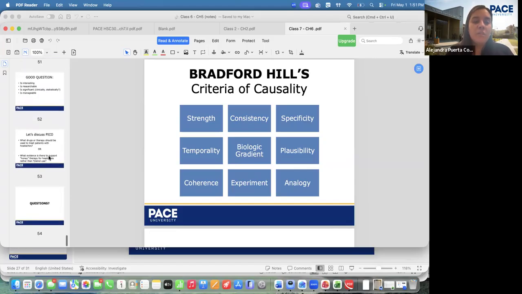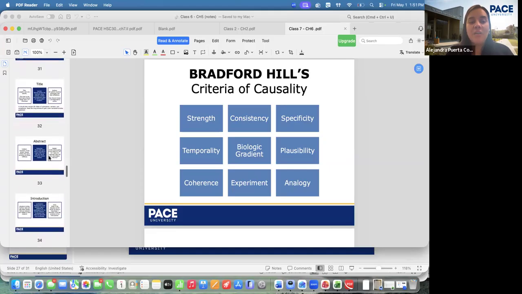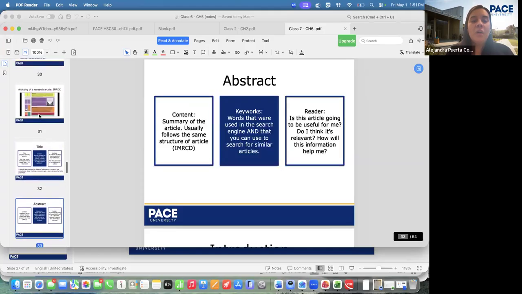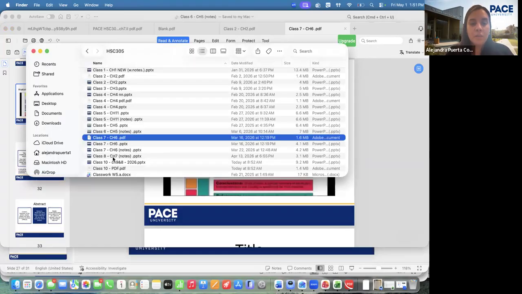How to read an article. So this is like how to critically analyze an article. If you think all the parts are there, the introduction, methodology, results, discussion, and conclusion, right? And if it's telling you what you need to hear. Okay.